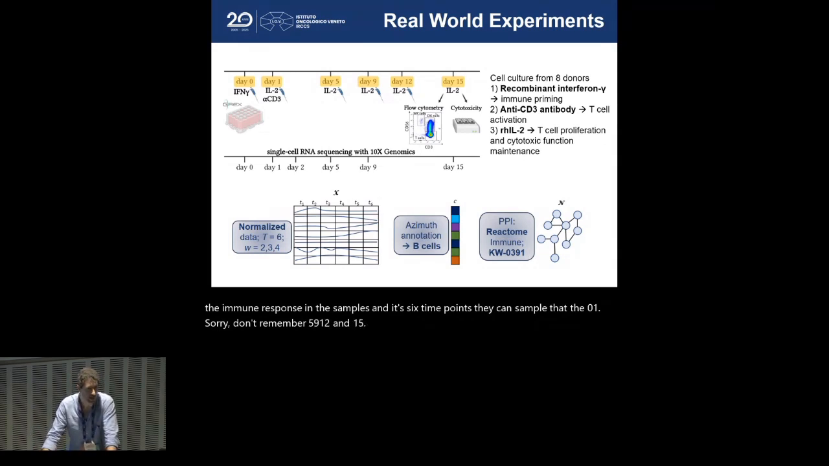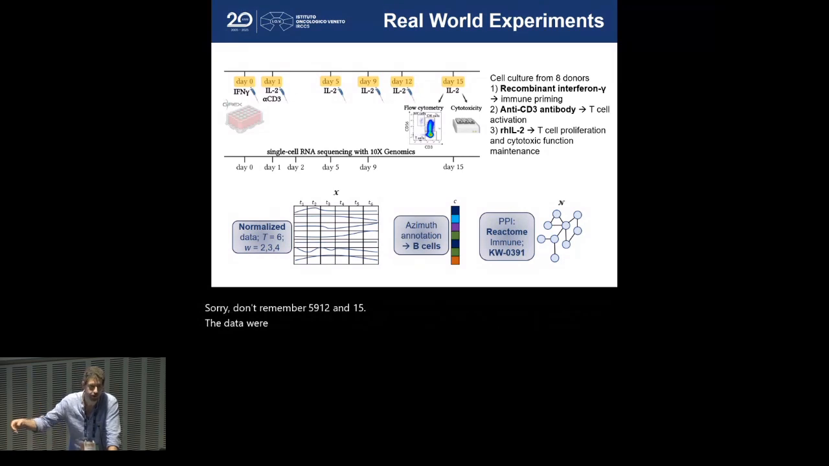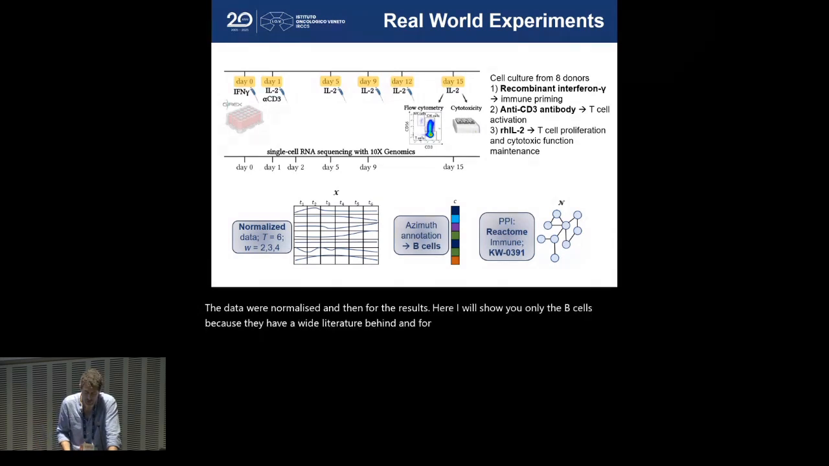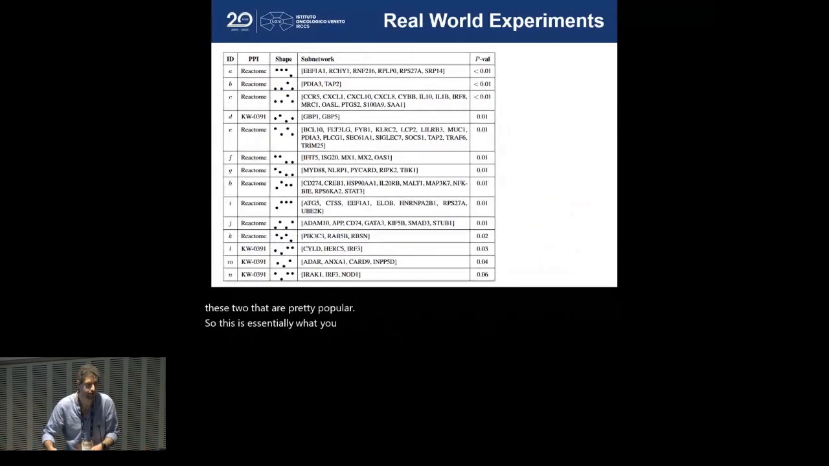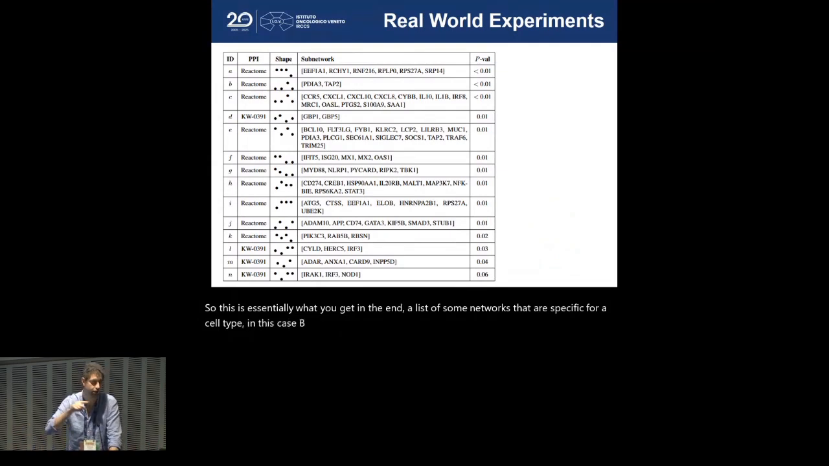The data were normalized. And then for the results here, I will show you only the B cells because they have a wide literature behind. And for the protein-protein interaction network, we use these two that are pretty popular. So this is essentially what you get in the end: a list of subnetworks that are specific for a cell type, in this case B cells, with the p-value and the shape that is simplified with these dots.